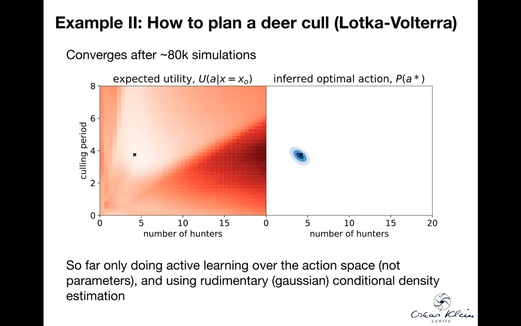Some caveats here. To do this, I only did active learning over the action space, not over the parameters. So I'm not doing any inference here at all. All the simulations are from the prior, which was weakly informative in this case, so that we didn't have too much prior volume to simulate from. I think we'll be able to do a lot better by using active learning in the parameters as well. I'm just using a very rudimentary conditional density estimator in this case, and it still manages to get the right answer out quite quickly.